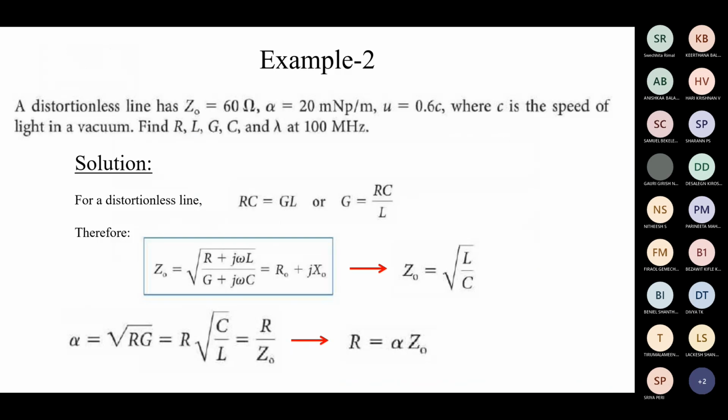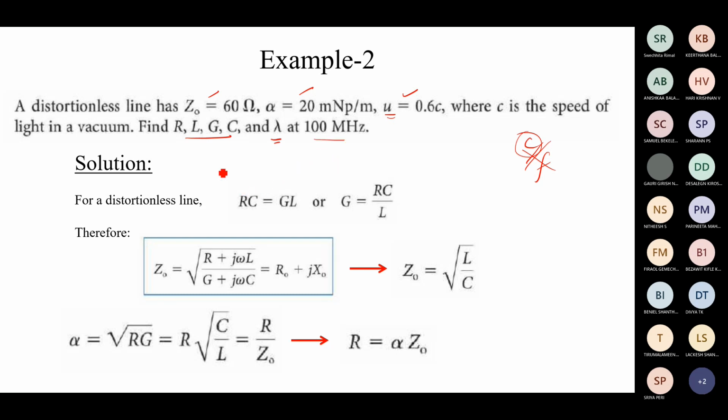Here is another example. Z0 is given, alpha is given, and interestingly the u value is given, which is the phase velocity. Then we have to calculate R, L, G, C, and the lambda. The lambda, which we imagine we can simply calculate by c by f, we can't use inside the transmission line because the velocity is not the same. So we are supposed to use this special u value at this frequency.